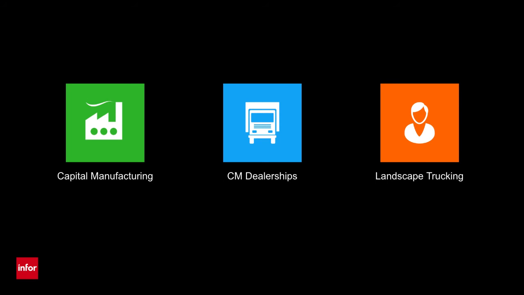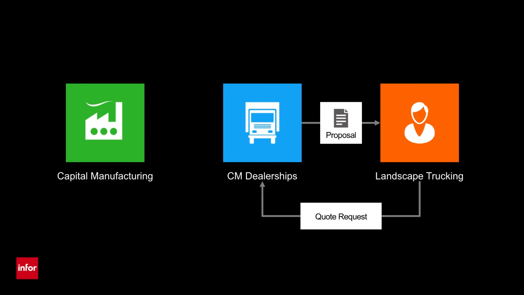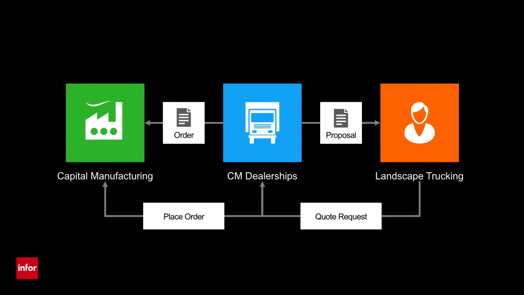We've now seen how Capital Manufacturing leverages Infor Configure Price Quote to enable CM dealerships, and in fact, all of their dealers, to quote, propose, and order Capital Manufacturing products. Capital Manufacturing has become easier to do business with by providing fast, easy-to-use tools to their dealers, improving their win rates with accurate, complete, and personalized proposals.